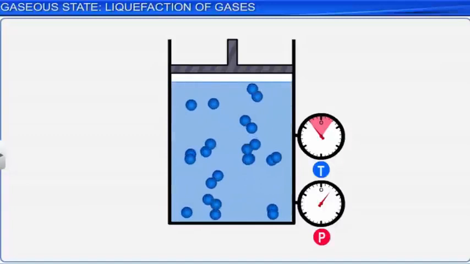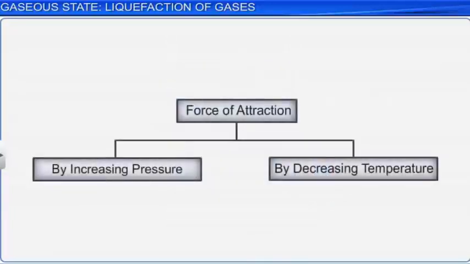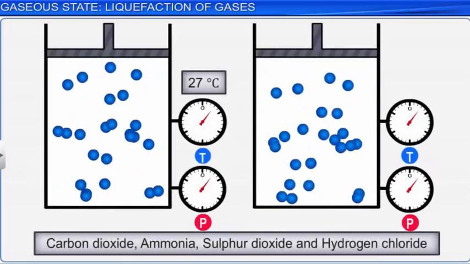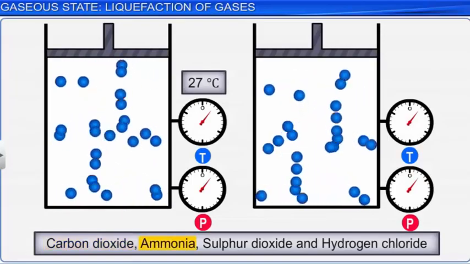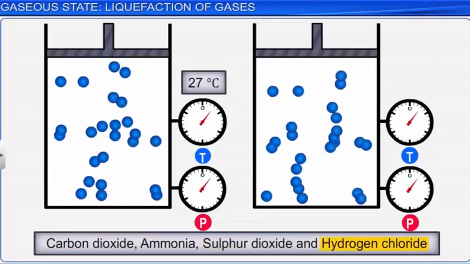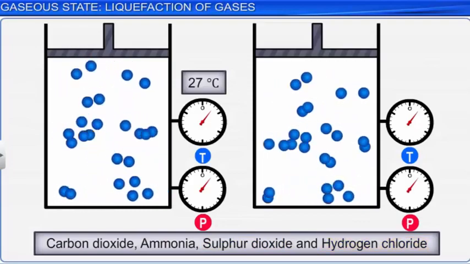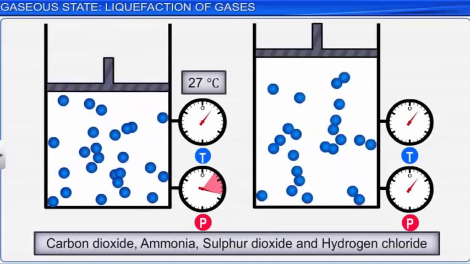Sometimes, we need to use a combination of both methods to liquefy a gas. For example, carbon dioxide, ammonia, sulfur dioxide, and hydrogen chloride can be liquefied either by increasing the pressure or by decreasing the temperature.